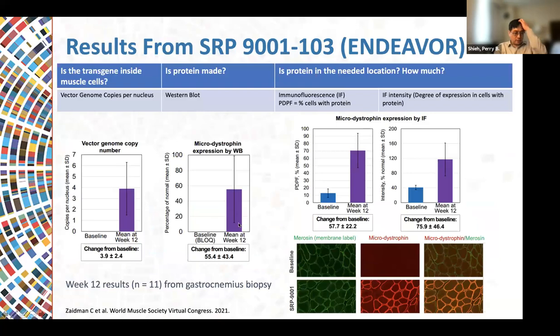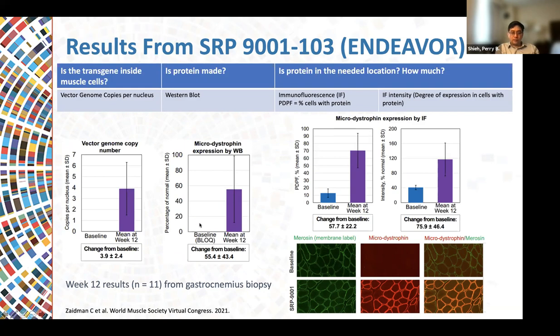So this is the data, okay? If you look at the DNA content, the transgene was not there at baseline, and it showed up to almost 3.9 vector genomes per nucleus. I told you 2 is pretty good, so 4 is better than 2.